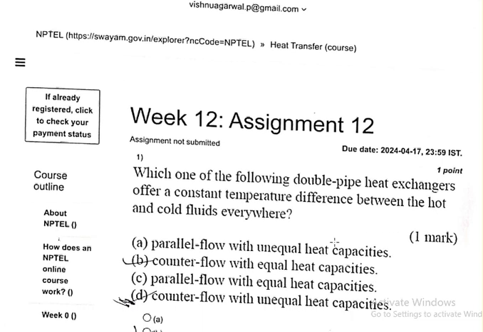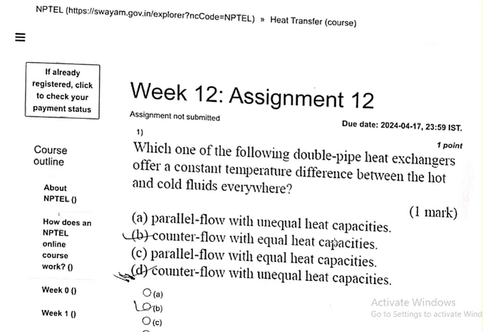Question number 1. Which one of the following double pipe heat exchangers offers a constant temperature difference between the hot and cold fluid everywhere? So the right answer is B, counter flow with equal heat capacities.